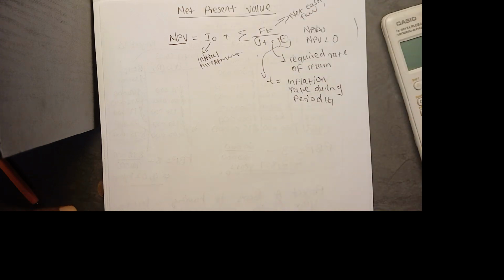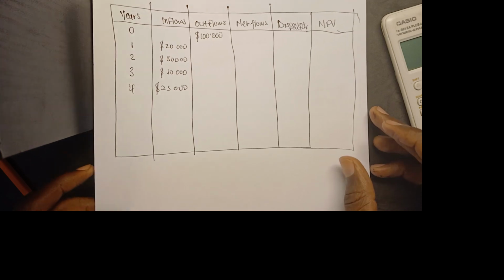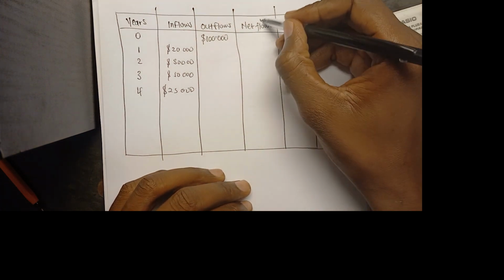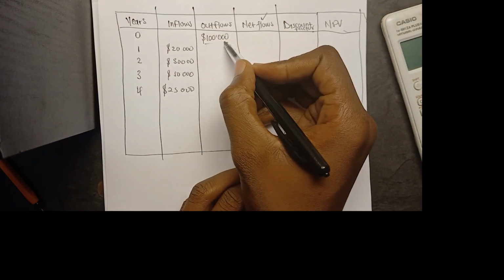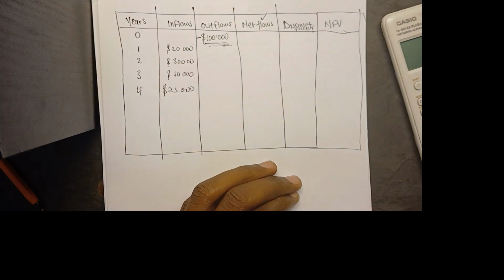Now, when we are solving this in an example, as you can see in this table, in an exam or in your test, you will have to complete certain tables. You don't have to worry about net flows. Net flows are the same as inflows. You just have to copy them here. Don't forget that this is our initial investment, so automatically it comes in negative.